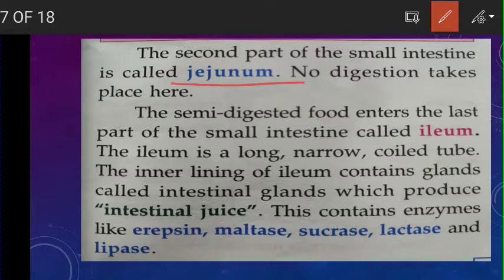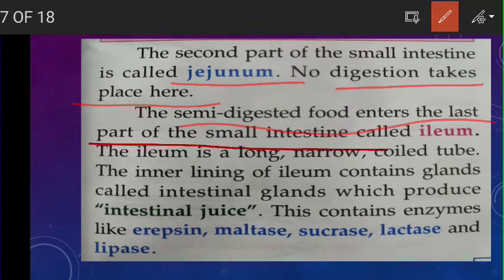Okay, this is called the jejunum. So the second part of the small intestine is called the jejunum, and here no digestion takes place. So we study liver and pancreas under which topic? Small intestine. Okay, and what is the second part of the small intestine? Jejunum. And here what? No digestion takes place. The semi-digested food enters the last part of the small intestine.